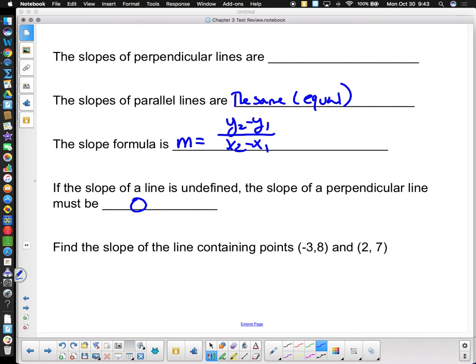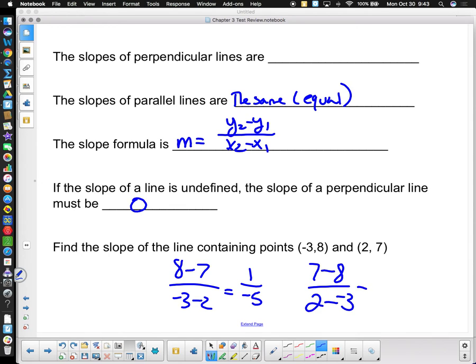Find the slope of the line containing these 2 points. This is simply mechanical slope calculation. So I'm not hung up if you do 7 minus 8 or 8 minus 7 on the top. I'm going to do 8 minus 7. Then I have to do on the bottom -3 minus 2, or 1 over negative 5. If you do it the other way, I get negative 1 over 5, so we get the same answer.